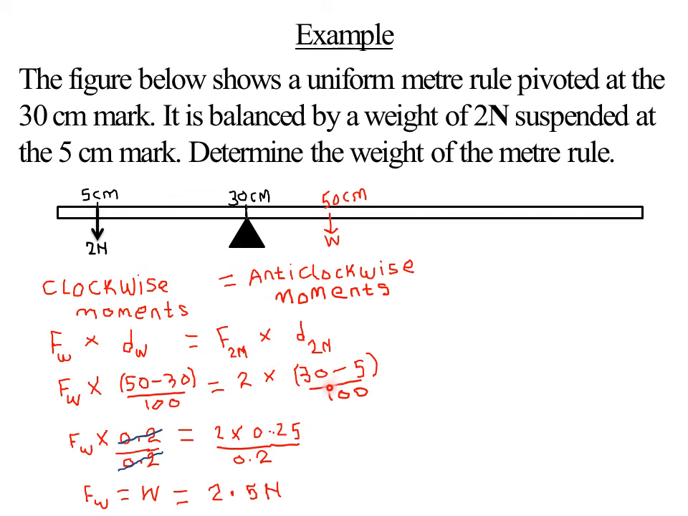So 5 minus 30, then to convert it into meters, we divide by 100. So we have 30 minus 5, which is 25. 25 divided by 100, you get 0.25 meters.